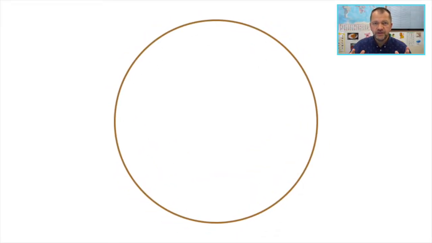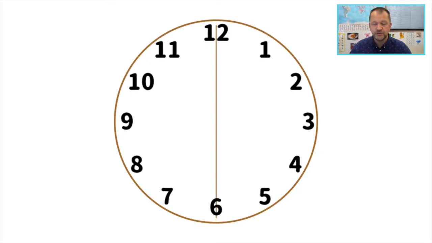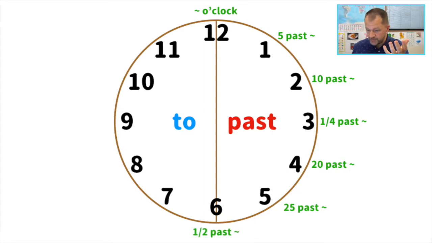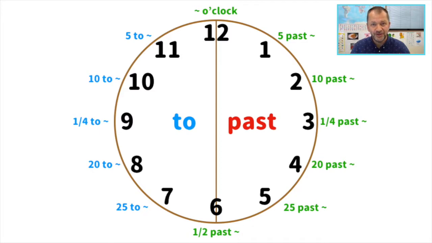Okay, now, just to get it clear in your mind, let's review the clock again. Okay, so we start off with past and to. O'clock, 5 past, 10 past, 15 past, 20 past, 25 past, 30. Okay, now it changes. 25 to, 20 to, quarter to, 10 to, 5 to, and back to o'clock.